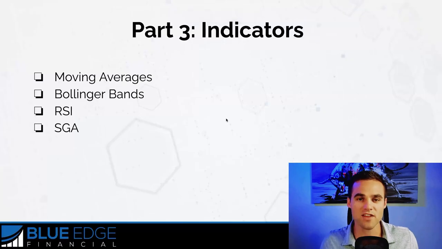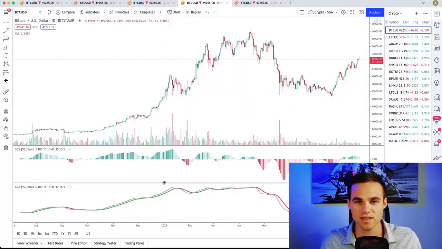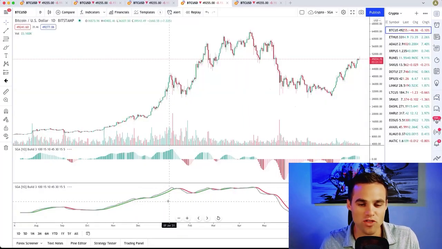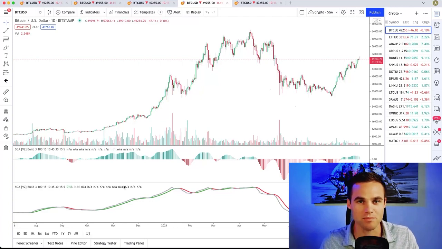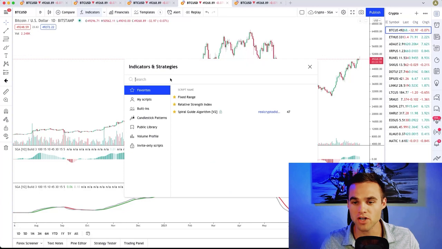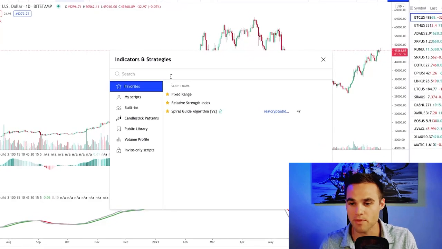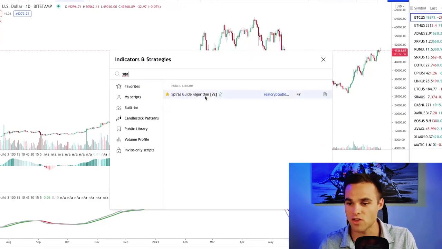Now, the next indicator that we're going to talk about is something called the SGA, or the Spiral Guide Algorithm, and this happens to be my favorite. The SGA was actually a proprietary algorithm put together by a gentleman named Lee Ryder, who's a partner of mine that's been trading since Bitcoin was 1 penny, believe it or not. And he put together this proprietary algorithm. To put it on your chart, you just come in here and type in the SGA and you can see it right here.